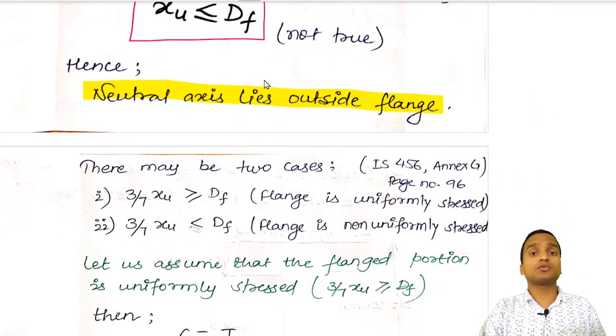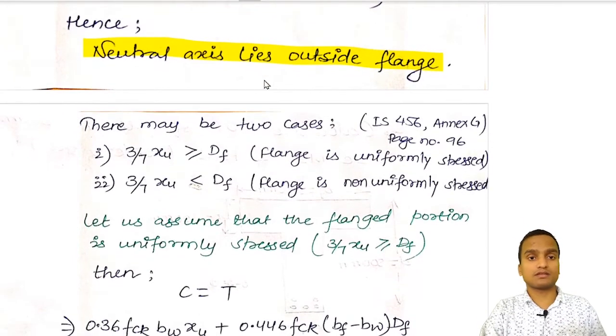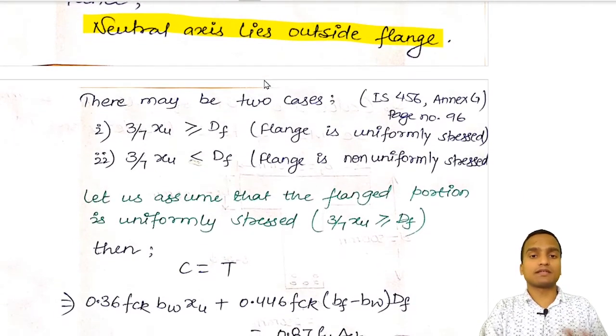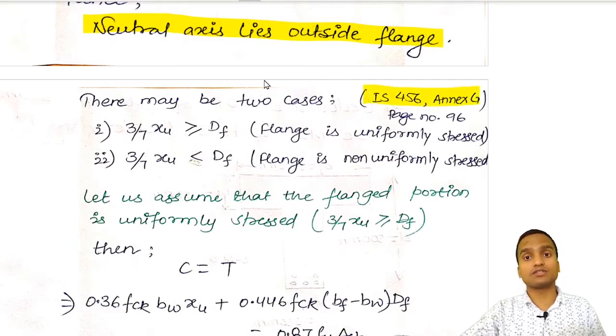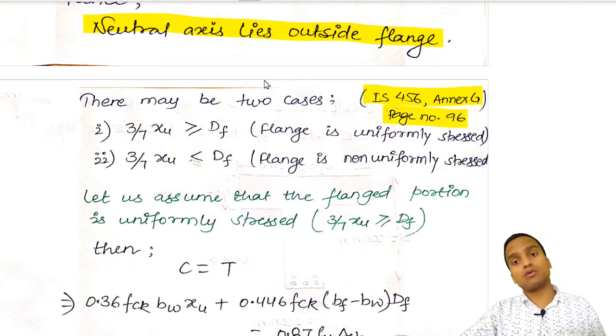So there are two possible cases in this situation also, and the cases which I have already discussed in the previous videos are all mentioned in IS 456 as well. If you look into IS 456 Annex G, on page number 96 of the IS code, you will find all the things written there. All the equations and calculations for moment of resistance are mentioned there for the different cases of flanged beams. So even if you do not look, if you have just watched the video, that is more than sufficient.